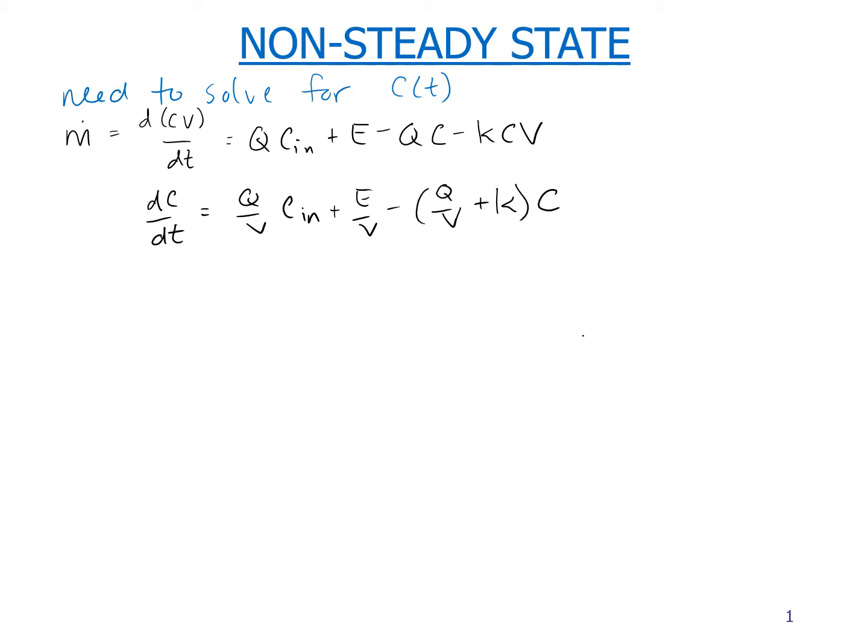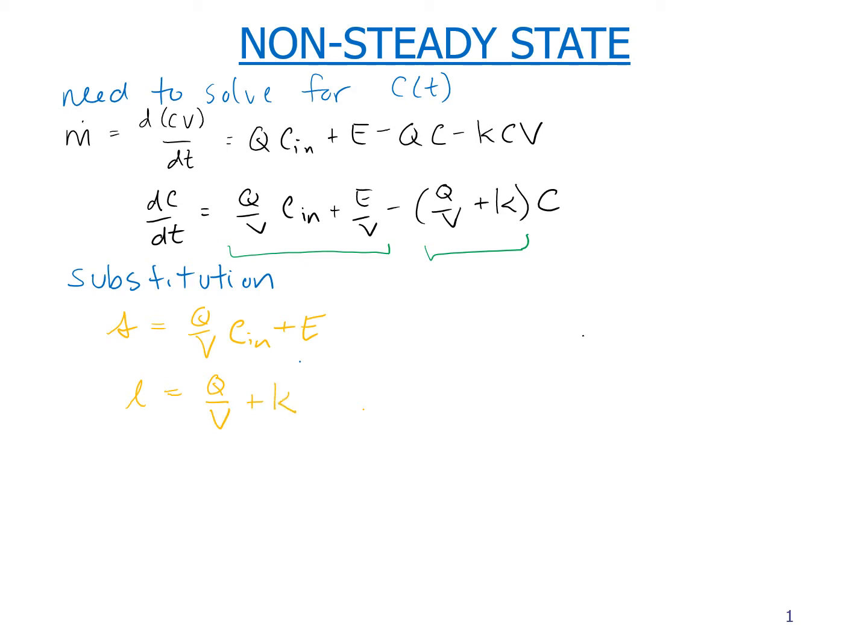To make our lives easier, we're going to do a substitution. We're going to group together these terms, which do not have any C's in them, and then we're going to group together this term, which is a coefficient in front of the C. So the substitution we're going to make is we're going to call this lowercase script s for source term, and that's going to be Q over V times C_in plus E. And then we're going to have a loss coefficient, script L, which is Q over V plus K.